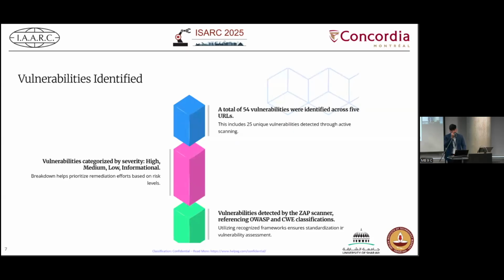All right, the results that we have are a total of 54 vulnerabilities across the 5 CAD tools, with 25 being unique. They were categorized by 4 different severity levels: informational, low, medium, and high risks, as used by the OWASP ZAP scanner itself. The high-risk vulnerabilities really need urgent attention, while medium and low indicate moderate to minor issues. Informational findings help improve overall security awareness.